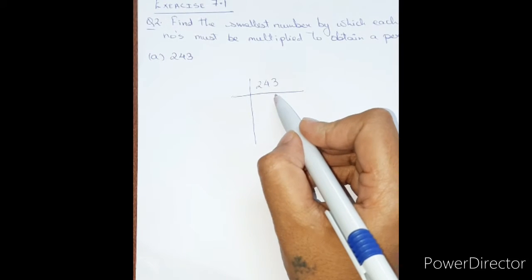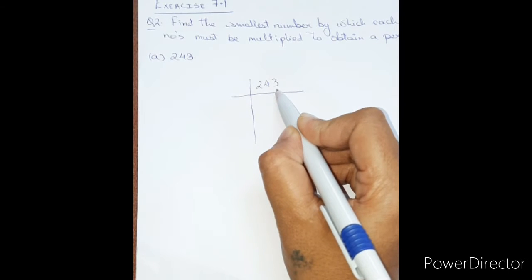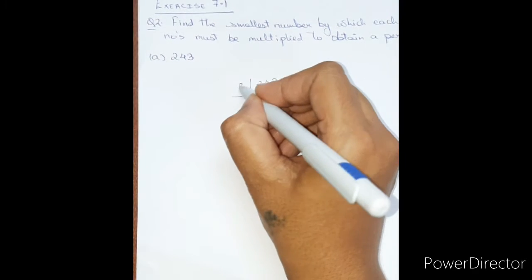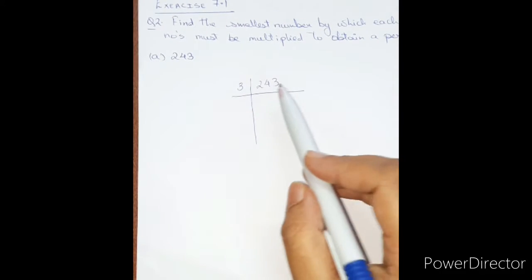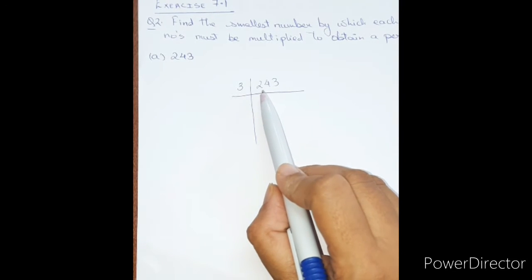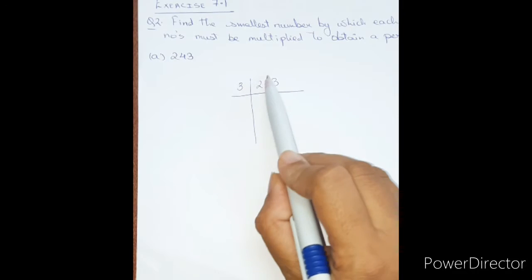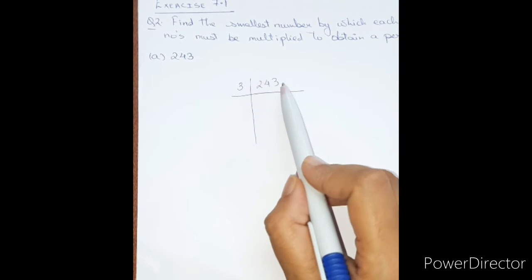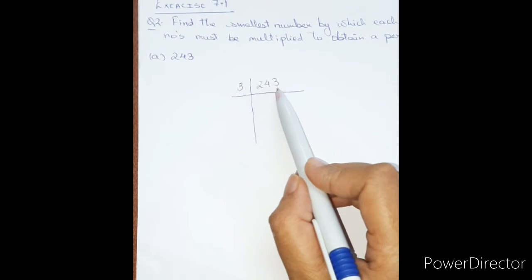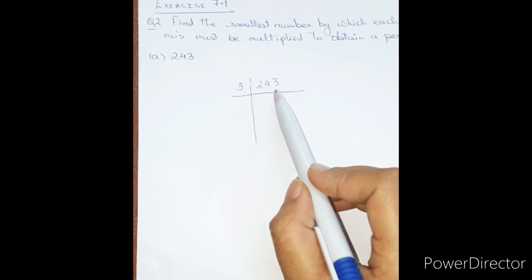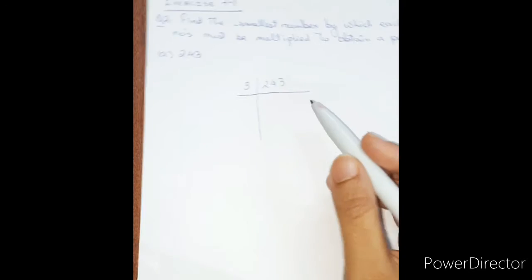Since this is an odd number, let's go with the table of 3 and check whether we can solve it. Or you can use a divisibility test to find out. The divisibility test says when you add all the digits of the number, you need to get a multiple of 3. So 2 plus 4 plus 3 is 9. 9 is a multiple of 3. Yes, we can take the table of 3.